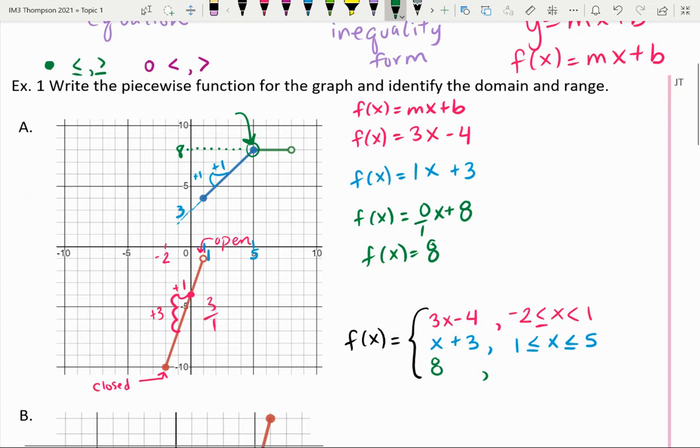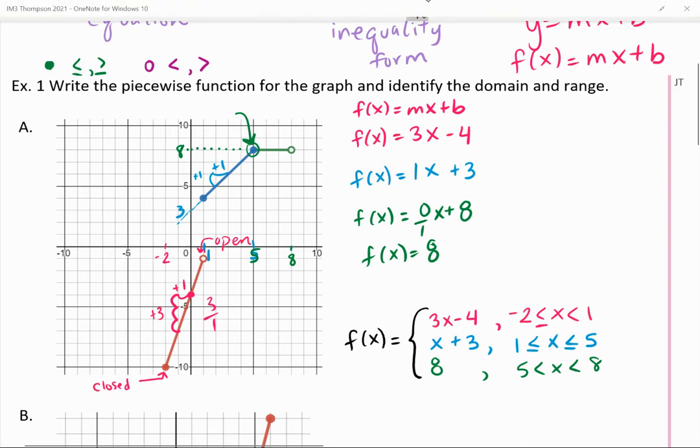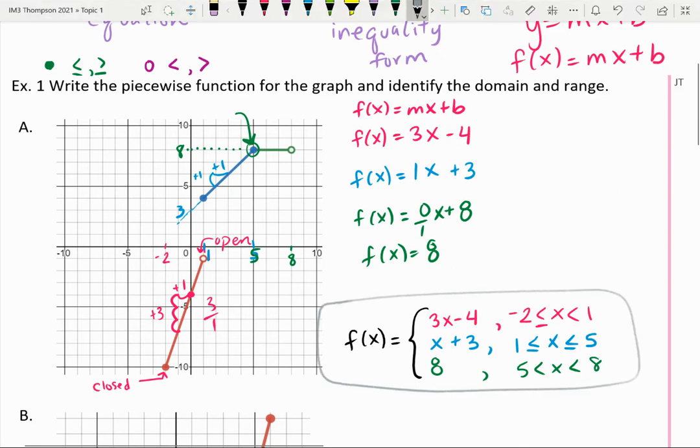Over what x values does that piece exist? Well, it starts at 5 and goes to 8. In this case, because I already included 5 into the blue function, this is going to be just less than instead of less than or equal to. So it's going to be between 5 and 8. And this whole part on the bottom here, that is my answer. This entire function.